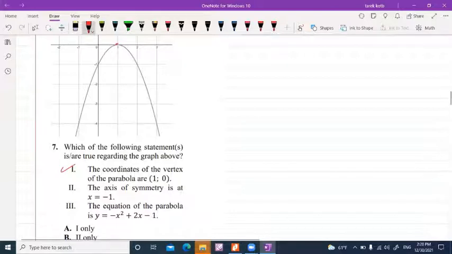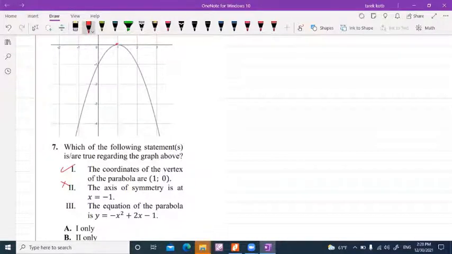The axis of symmetry is x equals negative 1. The axis of symmetry is the line that passes through the vertex. It's x equals 1, not x equals negative 1, so this is wrong. The equation of the parabola is y equals negative x squared plus 2x minus 1. Okay, this is the equation of the parabola.